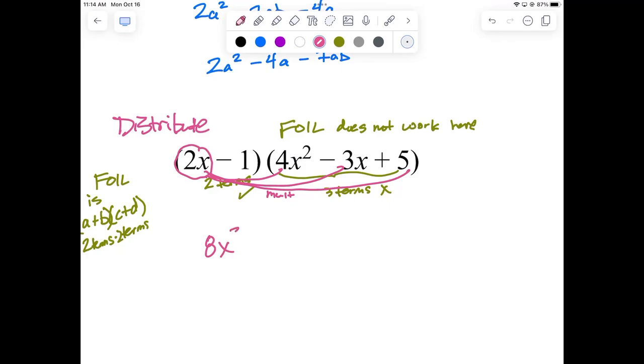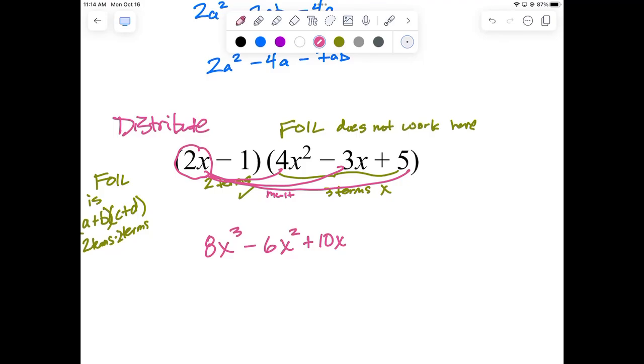8x to the third. X times x squared is x cubed. 2 times 4 is 8. Yes? All right, next term. 2x times negative 3x. That's going to give us a negative 6 for the number, and x times x is x squared. Good. And then we do the last one. 2x times positive 5. Well, 5 times 2 is 10, and then it's just x. So that's what we get when we distribute the 2x all the way through.